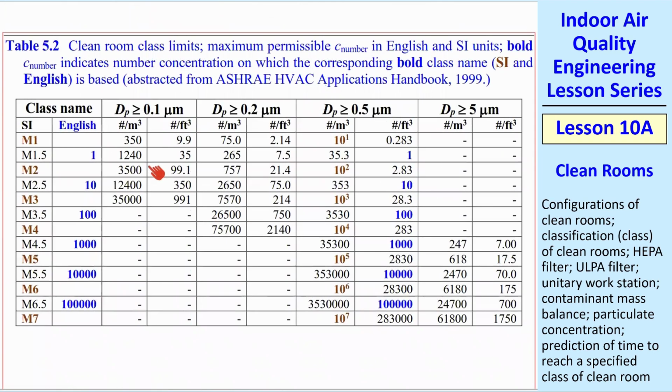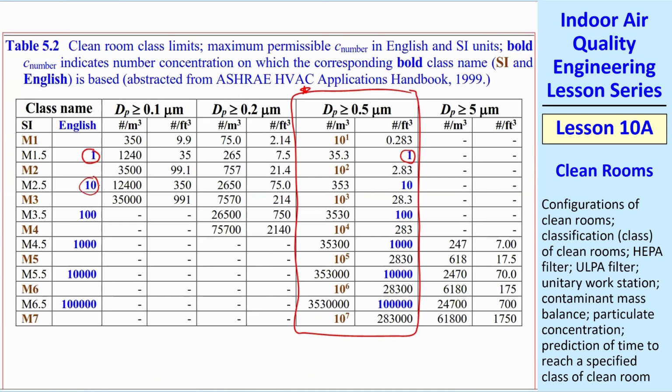As I said, clean rooms are classified by particles. This gets a little complicated, so let me just explain. Originally, there was no metric, there were just English units. So you have this class 1 in English units. What we do is we use this column. The D_p 0.5 micron is the one that we use to base these clean room classifications on. So an English class 1 clean room, and I put these in blue, is 1 particle per cubic foot. That is really, really clean. There aren't very many class 1 clean rooms, but that's what that means.